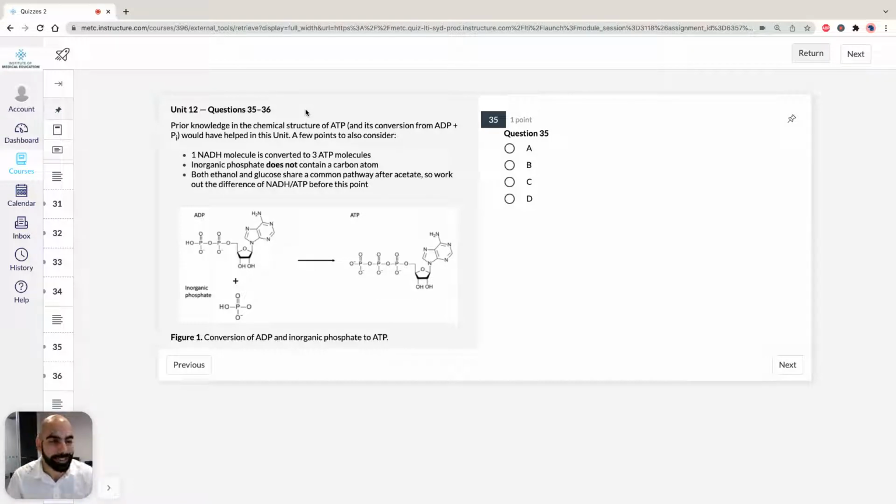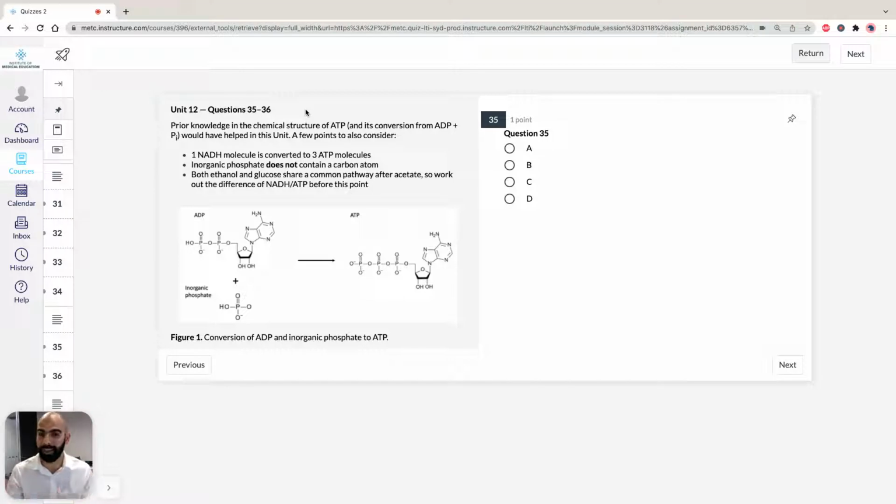Now, ACER is being a bit sneaky here. There's a couple of things they haven't told you. If they told you what the structure of ATP was, you could have actually blitzed through these questions and answered 35 with ease, but they don't tell you what the chemical structure of ATP is, which makes it a bit more difficult.